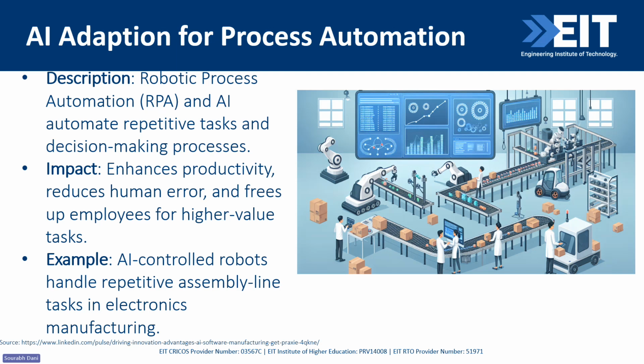But the humans who used to do that work were used for packing. They were used for doing some other work within the same industry, where efficiency was increased from 60% to 88%. The 28% increase in efficiency was only seen with the help of this robotic process automation, called RPA, which is powered by AI processes in the background, which enhances productivity, reduces human errors, and frees up the employees for higher value tasks.